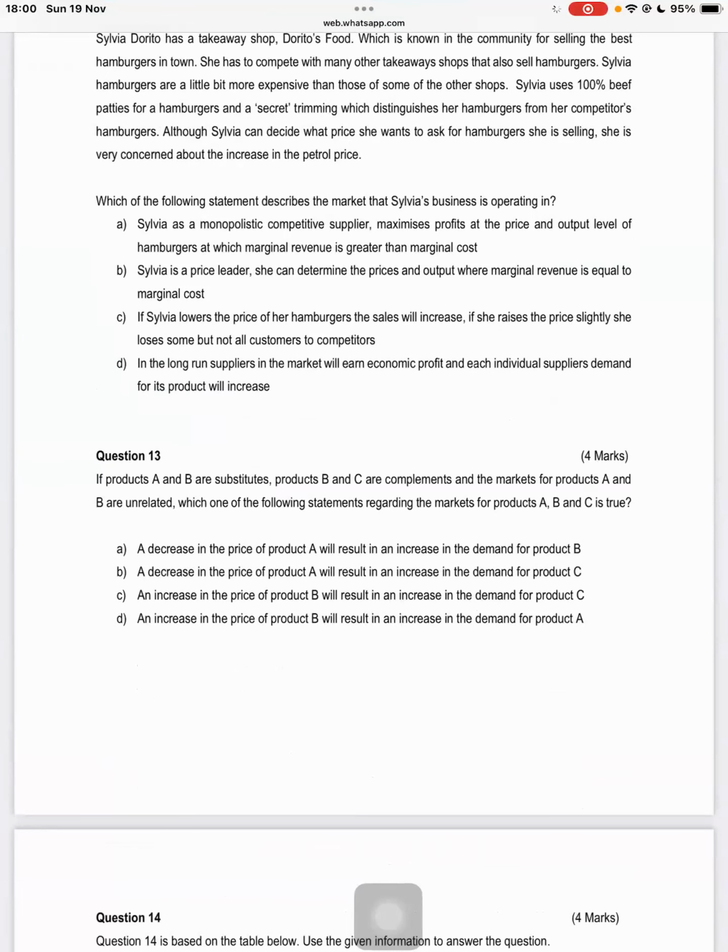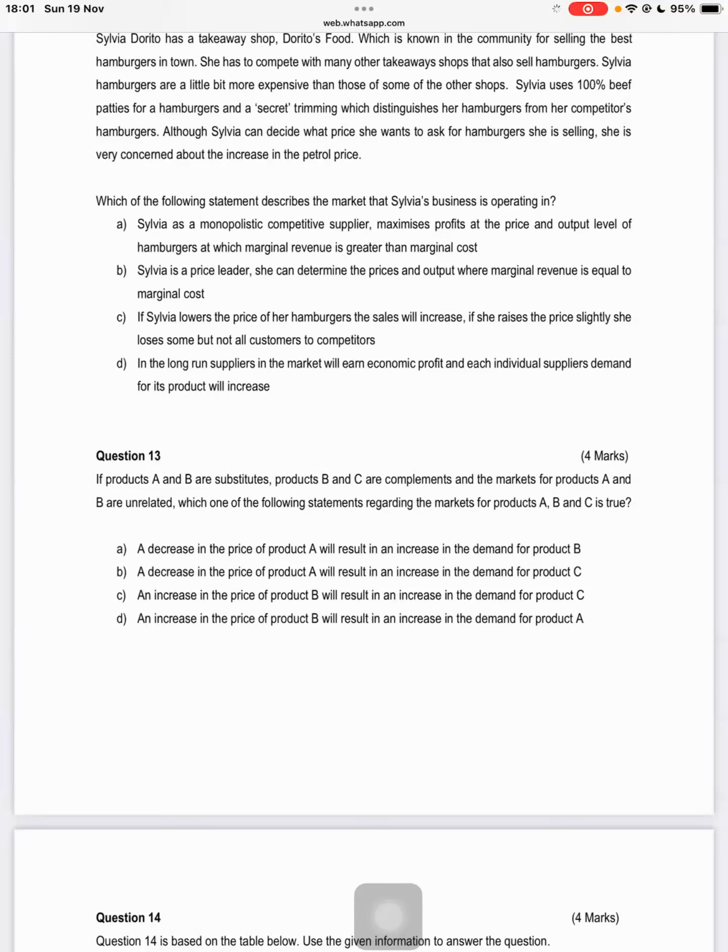Question 13 reads: if products A and B are substitutes, products B and C are complements, and the markets for products A and B are unrelated, which of the following statements regarding the markets for products A, B, and C is true? Then we have the different statements that have been given. So we've been given a scenario where two products are substitutes and the other two are complements, and the markets for two products are unrelated, and it asks which one of the following statements regarding the markets is true.